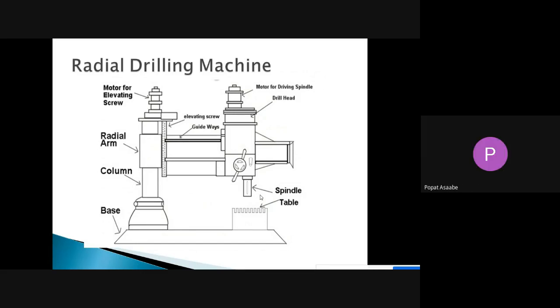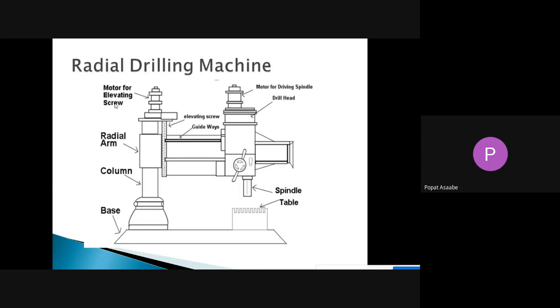Now we are discussing the working principle of the drilling machine. We already explained it in the last lecture, but we are going to discuss the principle once again. The drilling machine is used for producing a hole on your workpiece with the help of a multi-point cutting tool, and that multi-point cutting tool is called a drill bit.